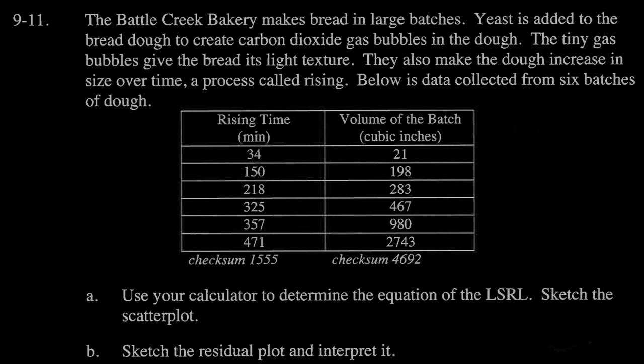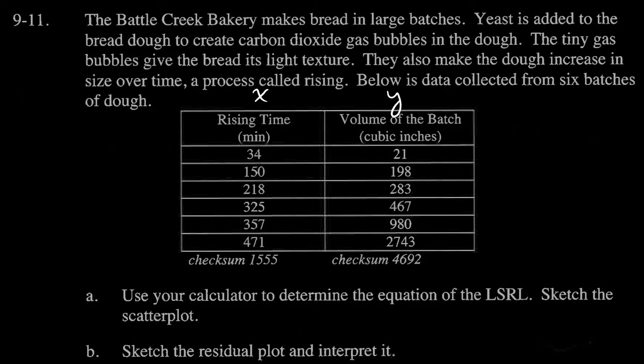Anyways, you can see we've got some data, and we're just going to say that x is my independent variable. It's the rising time, the amount of time the bread has been rising. And then this is the volume of the batches in cubic inches. These are y. And it's not the same batch. It says the data is collected from 6 batches of dough. So there are 6 different batches, but they did choose to record the volume of the dough at different time intervals. So the first time is 34, etc.